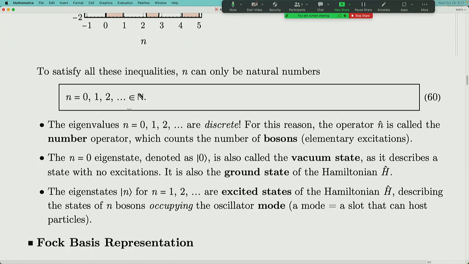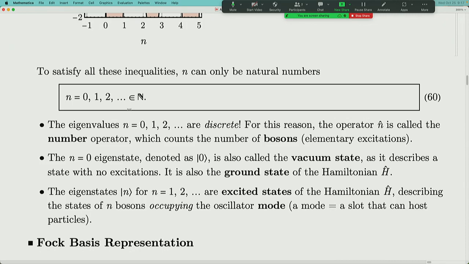And when n equals 0, the corresponding state, which is the 0 ket state, is also called the vacuum state because it corresponds to a state with no boson excitations. And it is also the ground state of the harmonic oscillator Hamiltonian. The other eigenstates, which go as ket n for n equals 1 and 2, are excited states of the Hamiltonian, describing the state where there are n bosons occupying those oscillation modes.